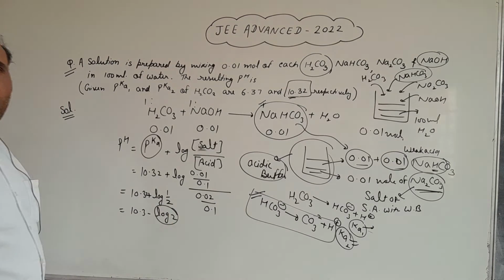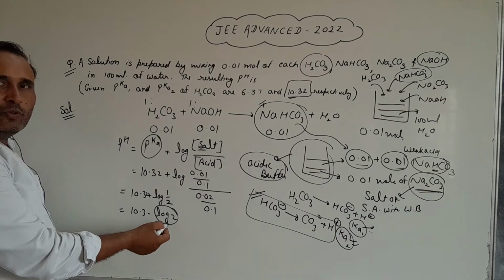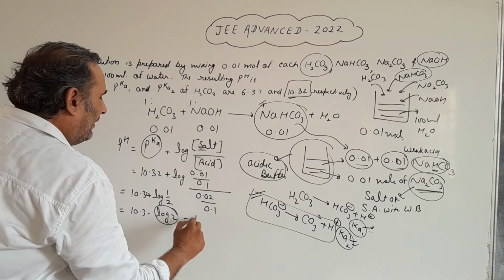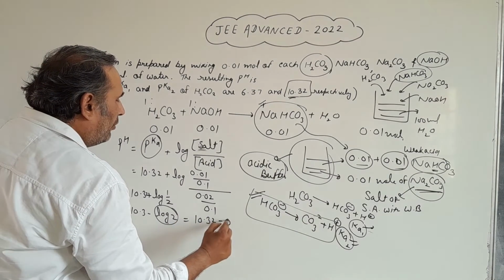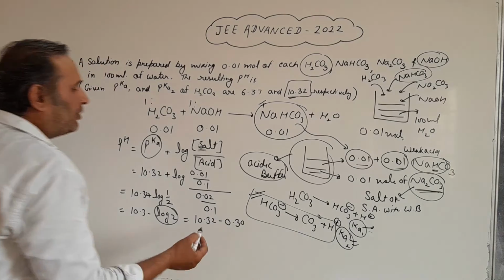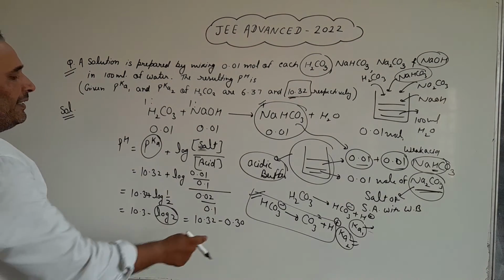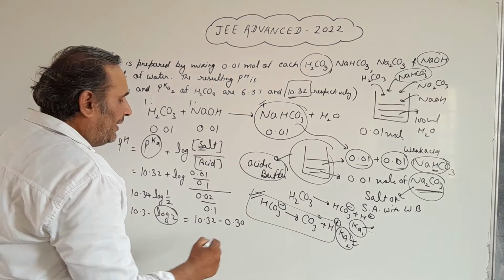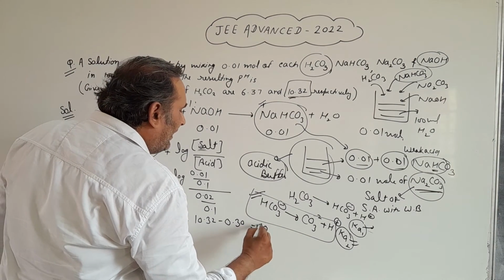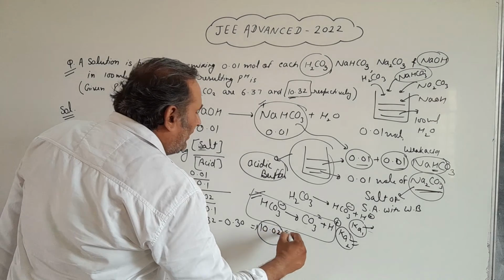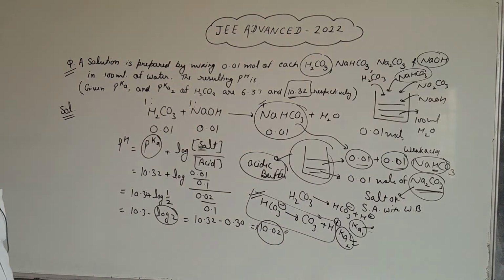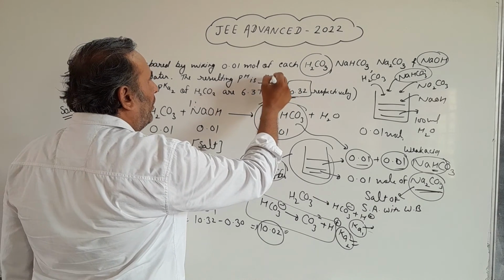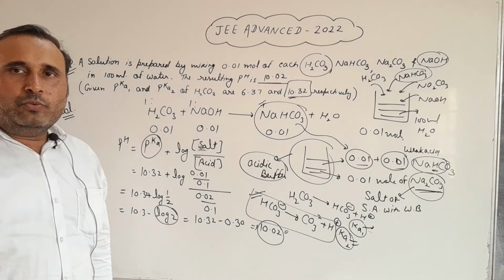We all know what is the value of log 2. What is the value of log 2? Log 2 is 0.3010. So we can take it 10.32 minus 0.3010, which is approximately equal to 0.30. So we are taking it like 0.30. So we will get 10.32 minus 0.30. So your answer is 10.02. So that will be your final pH. So pH of resulting solution will be 10.02. Thank you.